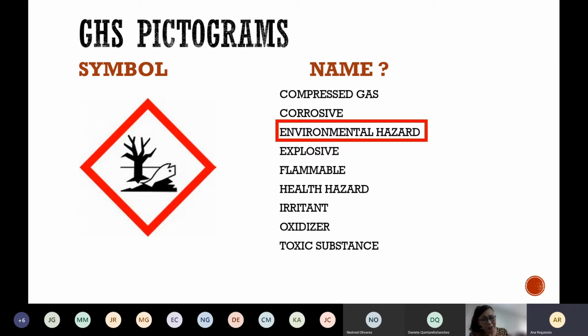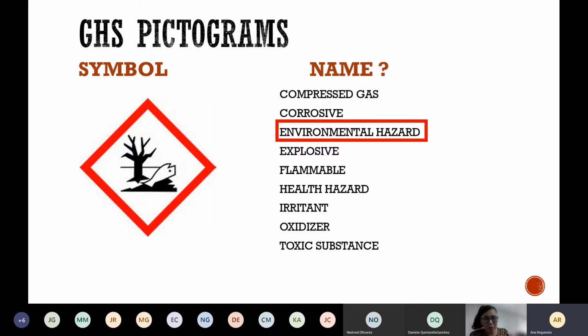So there's a lot of companies, unfortunately, that don't want to pay to properly dispose of waste, and a lot of times they release their chemical waste into the environment, and that's when we get a lot of contamination and a lot of things dying.